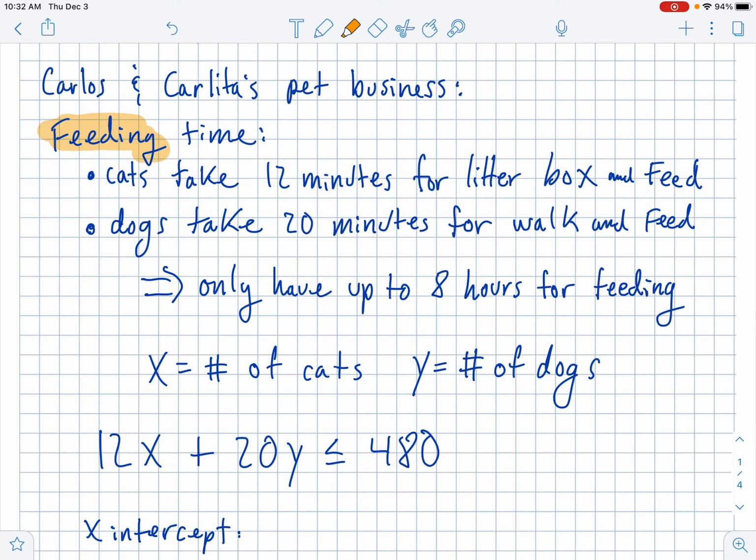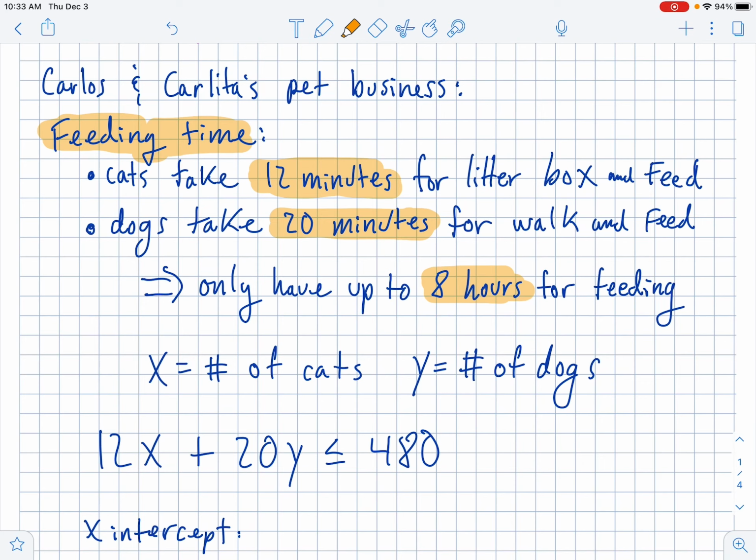One of them is feeding time. In terms of feeding, cats take 12 minutes to scoop out the litter box and feed them, and dogs take 20 minutes for a walk and feeding. Now, I think Carlos is doing this one, and he only has 8 hours for feeding.